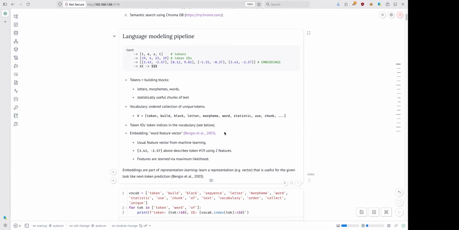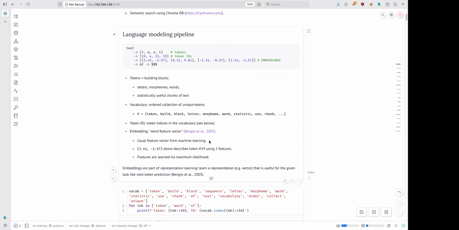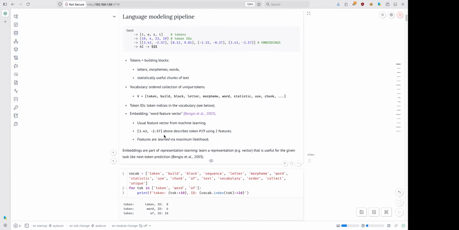This is the same thing that is used in machine learning in general. So in particular, you can say, this vector describes token number 19 using two features. The first feature is equal to 3.43. The second feature is negative. And then what you do, as usual in machine learning, you learn these features via maximum likelihood. You know, the usual thing from probability theory, from statistics, you fit stuff via maximum likelihood. You can do the same, you can fit embeddings via maximum likelihood.